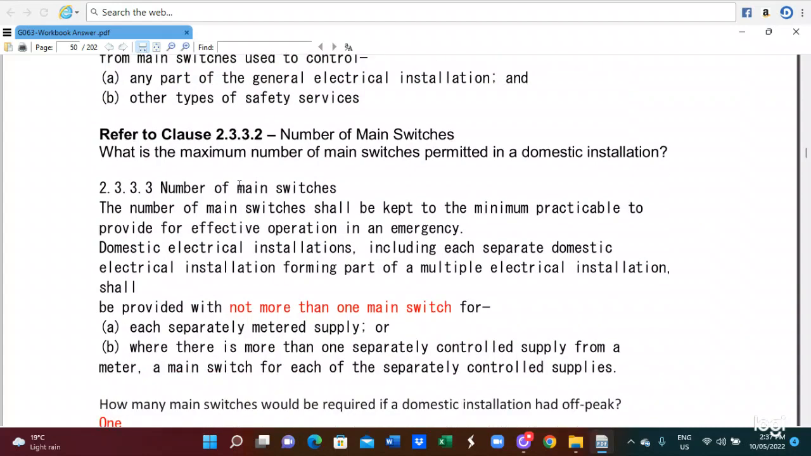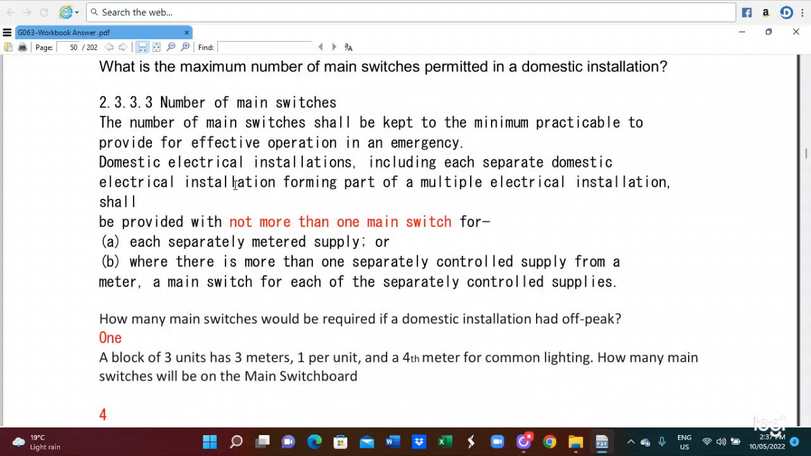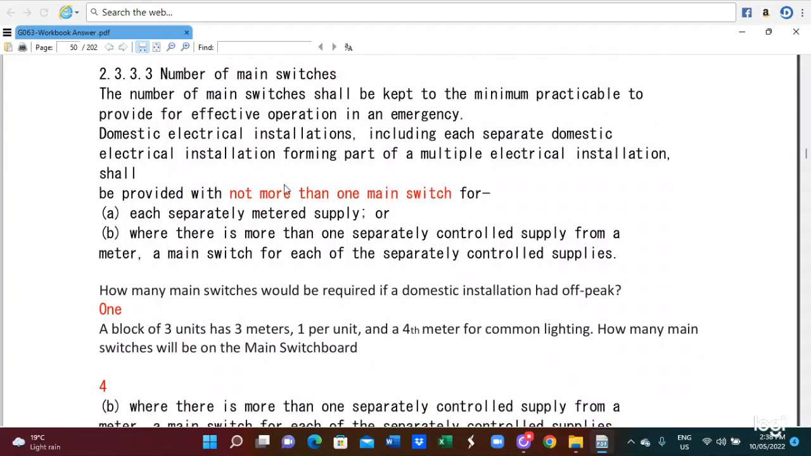What is the maximum number of main switches permitted in a domestic installation? In this case, we refer to 2.3.3, number of main switches. The number of main switches shall be kept to the minimum practical to provide effective operation in an emergency. A domestic electrical installation, including each separate domestic installation forming part of a multiple electrical installation, shall be provided with not more than one main switch for each separately metered supply, or where there is more than one separately controlled supply from a meter, a main switch for each separately controlled supply.